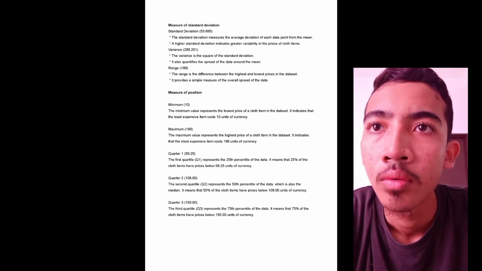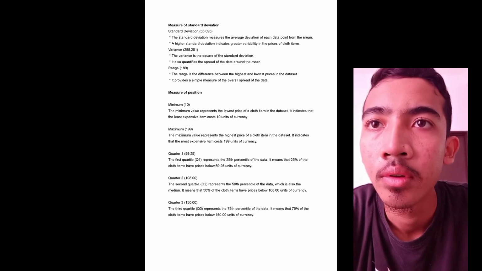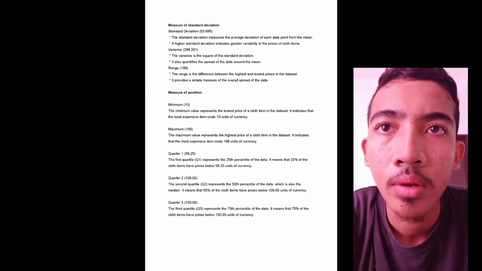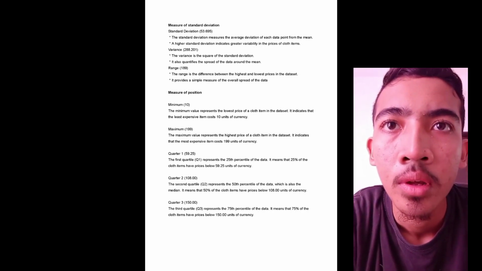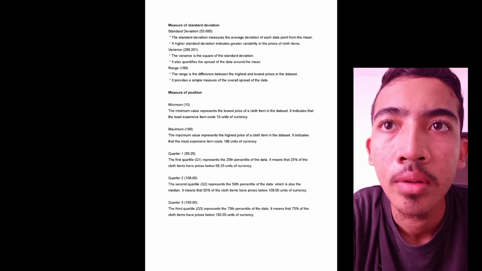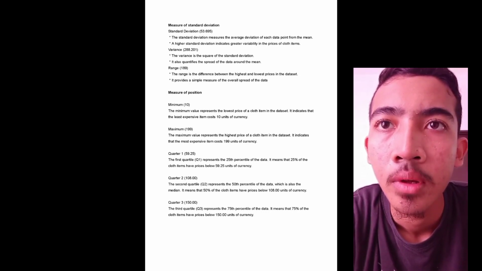Range, 189. The range is the difference between the highest and lowest price in the dataset. It provides a simple measure of the overall spread of the data.